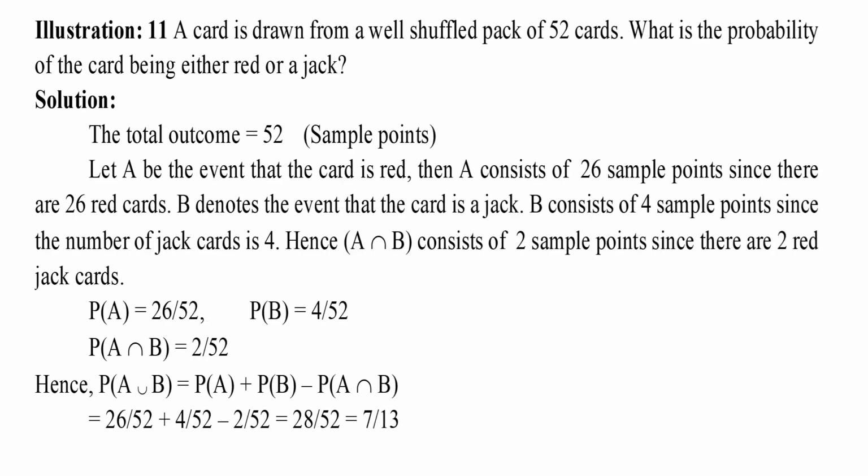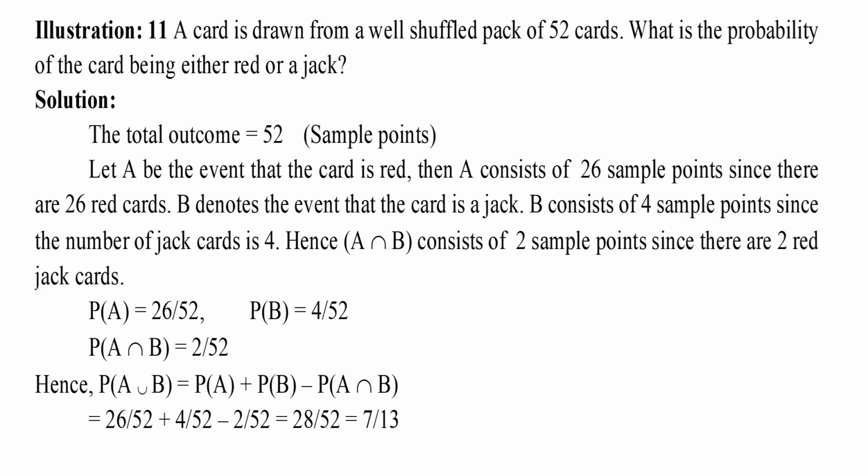Illustration 11. A card is drawn from a well-shuffled pack of 52 cards. What is the probability of the card being either red or a jack? Solution. The total outcome equals 52 sample points. Let A be the event that the card is red, then A consists of 26 sample points since there are 26 red cards. B denotes the event that the card is a jack. B consists of 4 sample points since the number of jack cards is 4. Hence, A intersection B consists of 2 sample points since there are 2 red jack cards.